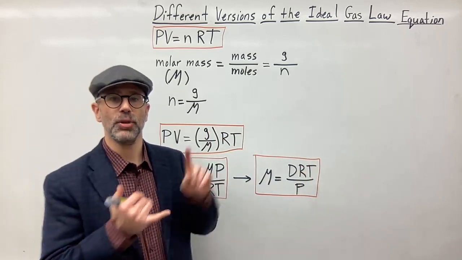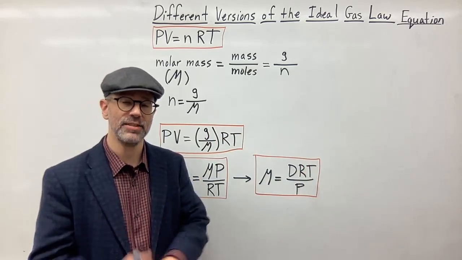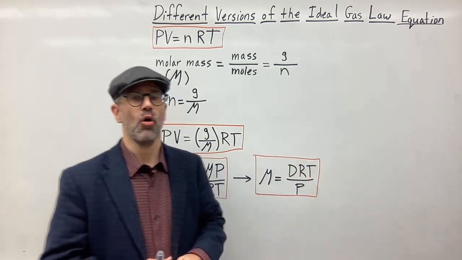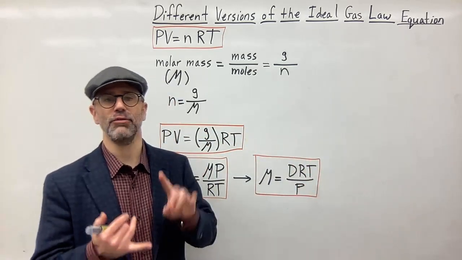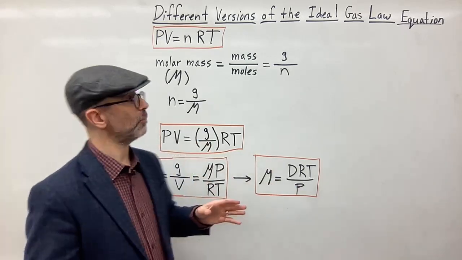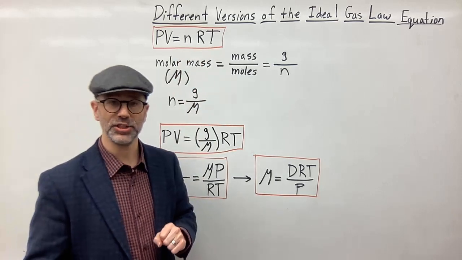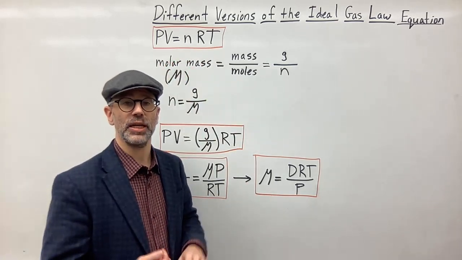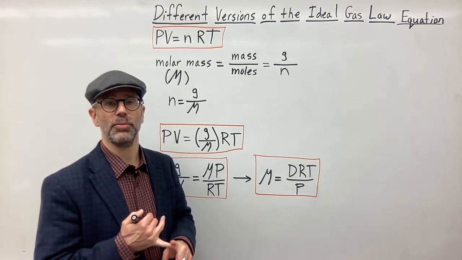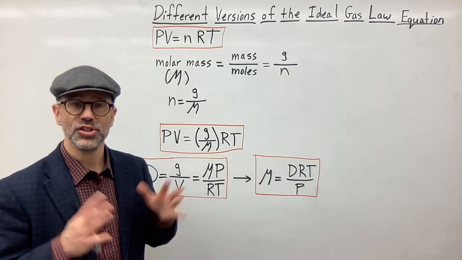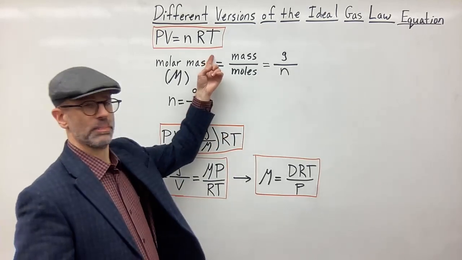So maybe they give you the pressure, volume, and temperature of the gas, and they want to know how much gas is there. Or they give you the amount of the gas and they give you the volume and the pressure, and they want to know the temperature. So in that sort of problem, you're going to use the ideal gas law equation. If they give you the pressure, the volume, the temperature, and so on, then you can use this form.